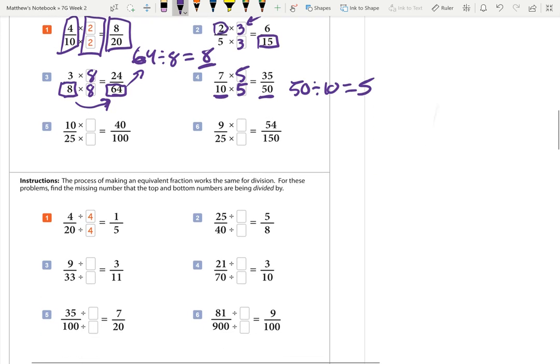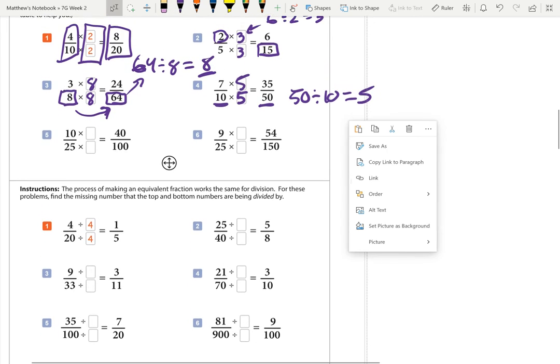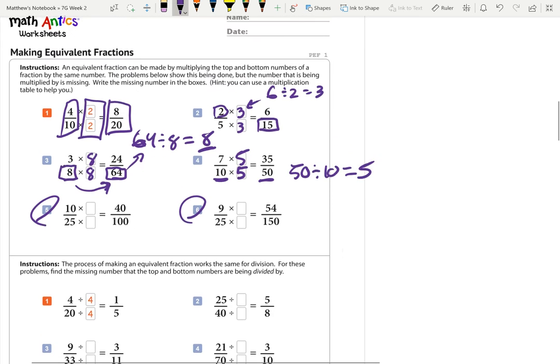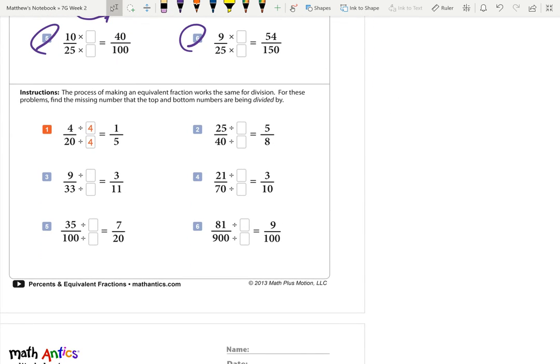All right. So what you're going to do is complete 5 and 6. And then down here, same type of deal, except now we're working backwards. What would I need to divide by? What number? Let's say a number represented by n, to get from 25 to 5, or to get from 40 to 8. Well, in this case, 40 divided by 5 would give me 8. 25 divided by 5 would give me 5.